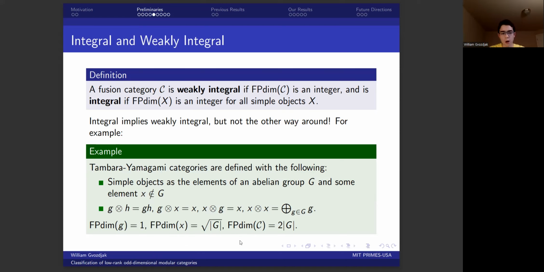of the whole category, it ends up being 2 times the order of G, because the simple objects from our abelian group G contribute 1 times the order of G, and then this element X also contributes 1 times the order of G. And since the order of G is an integer, the FPDIM of C is an integer. So Tambara-Yamagami categories are an example of fusion categories that are weakly integral but not integral.